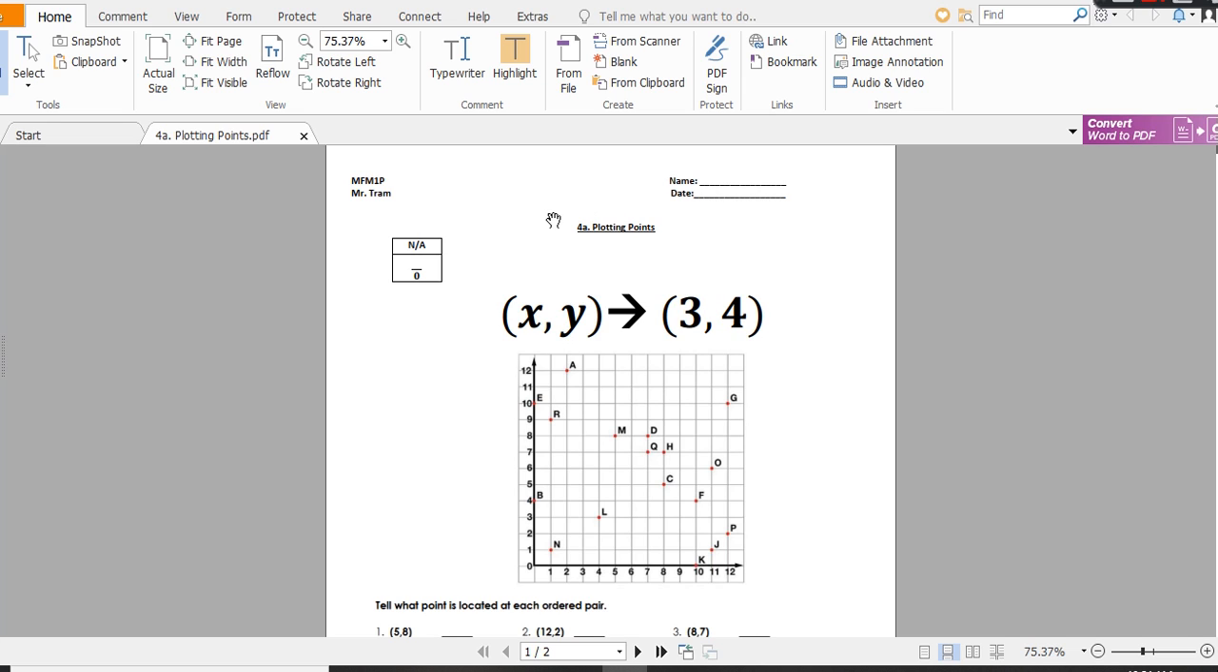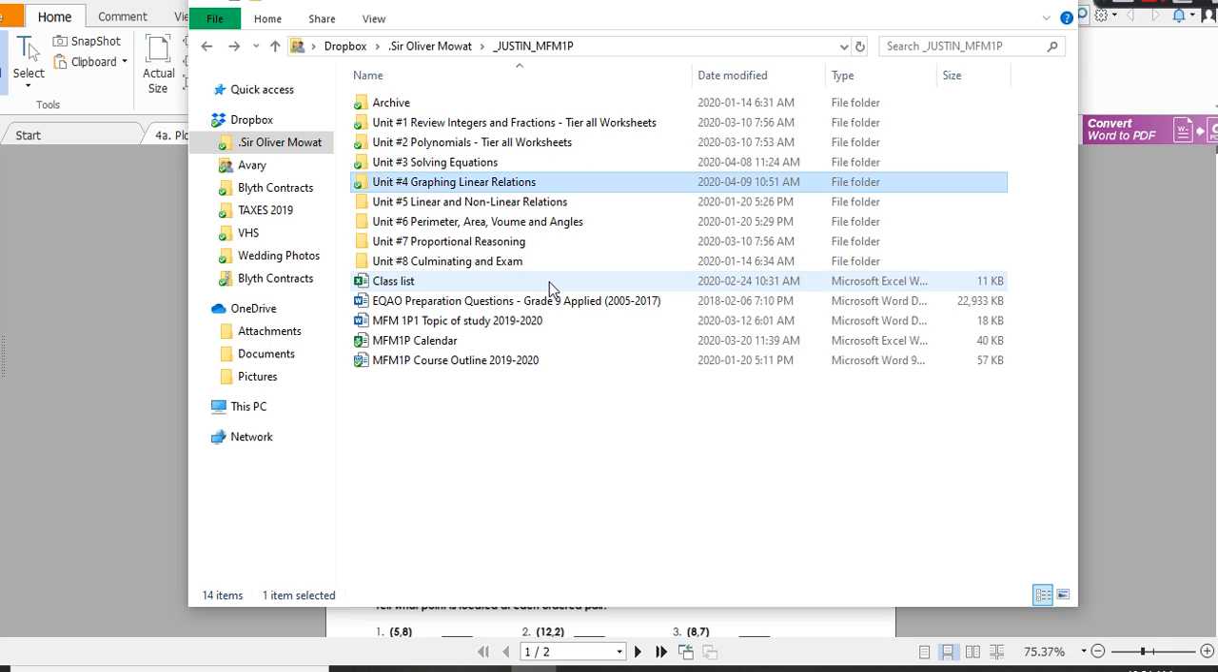So here's the start of a new unit. Solving equations is done, and that was what the last unit was about. So if I just backtrack here, solving equations, unit 3, that is done. Now we are on to unit 4.